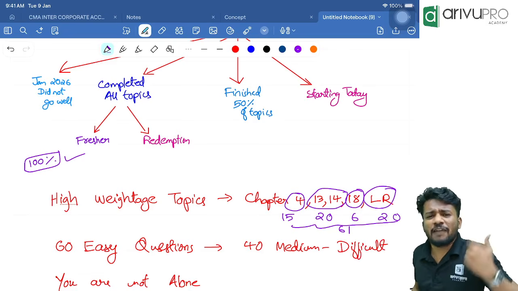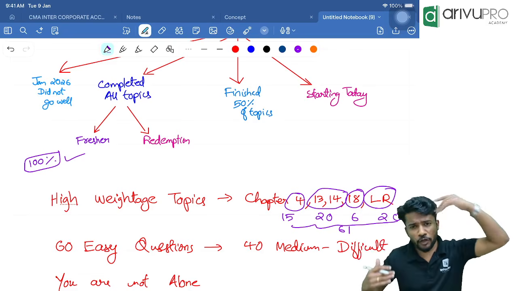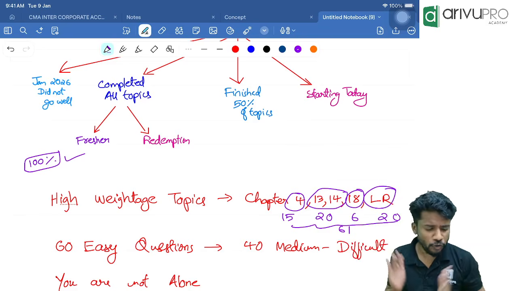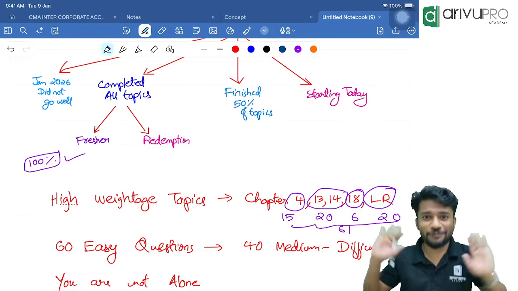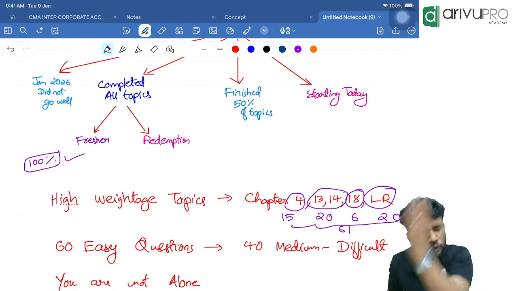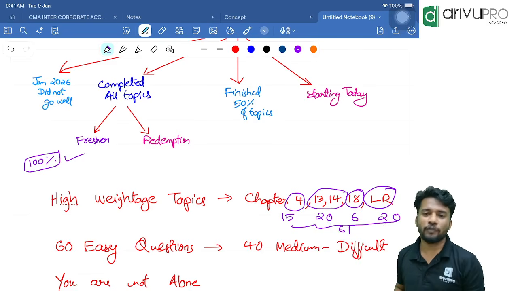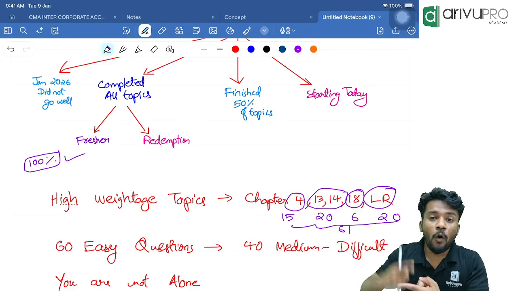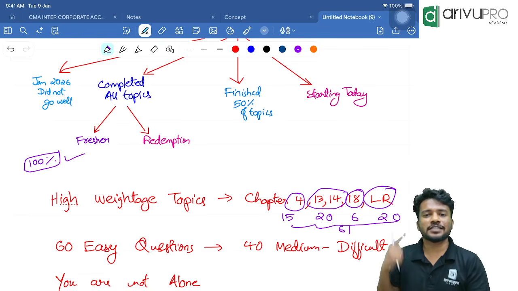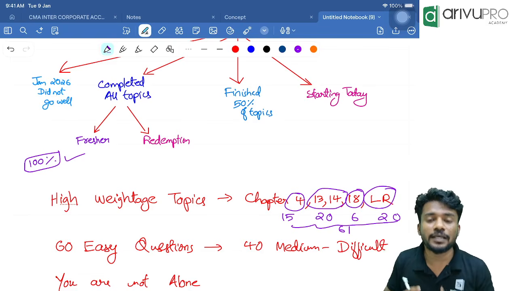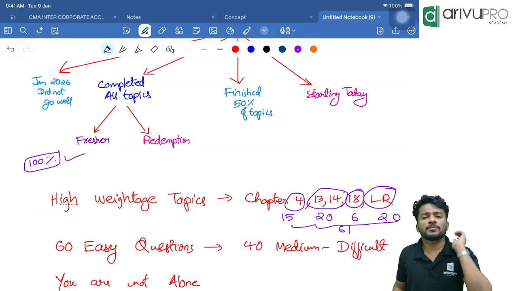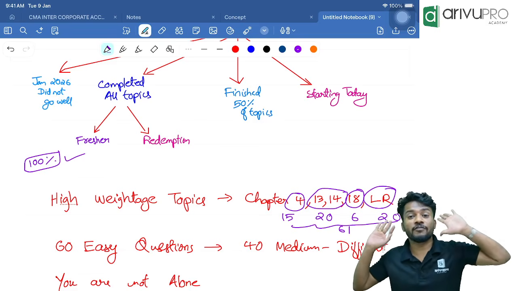They will have that attitude: sir, I know things, I'll be able to crack the question by reading the first line of the paper itself. No, don't do that. That's not how you prepare for an examination. Take mock exams. Without mock exams, you will not be able to clear the examination. Take minimum 5 mock exams.